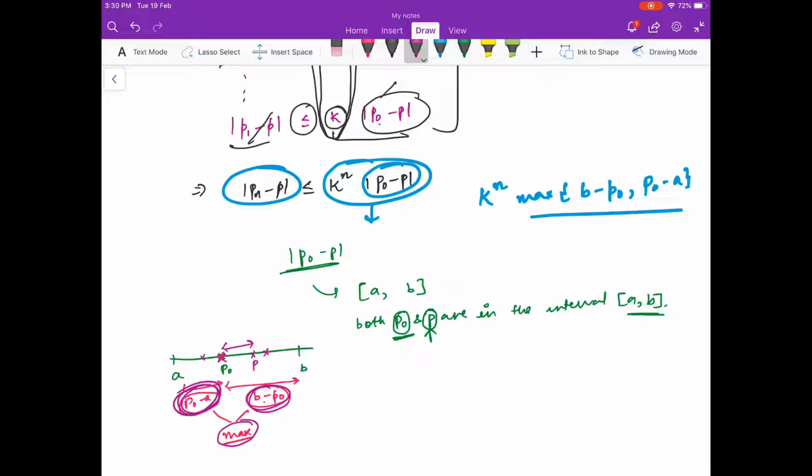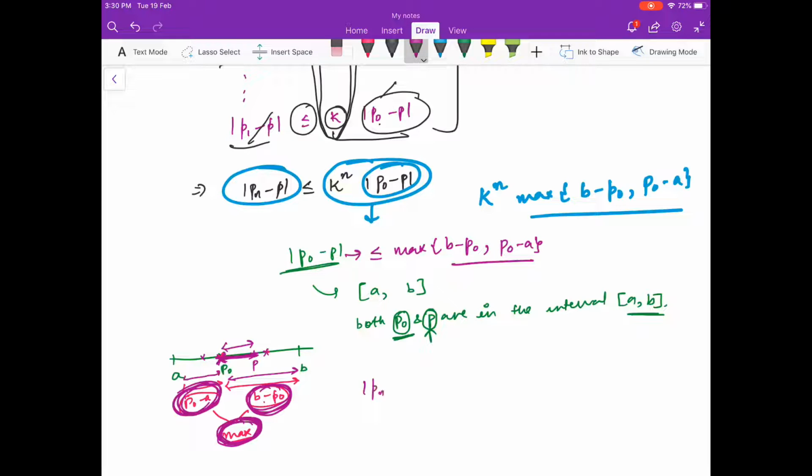Because you have P0 here. What you are doing, you are measuring the distance from A and P0, and then P0 and B, and then you are taking the maximum of these two. So that quantity cannot be less than the distance between P0 and P. So for sure this distance between P0 and P is less than or equal to maximum of this number, which is B minus P0, and this number, which is P0 minus A. So this is pretty simple.